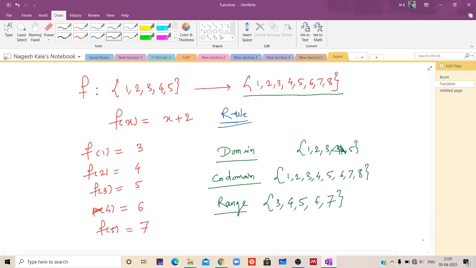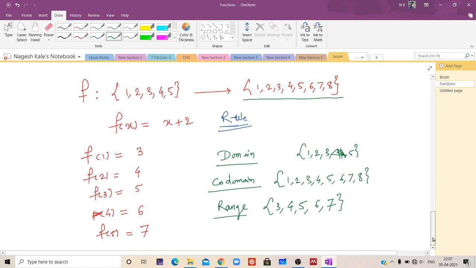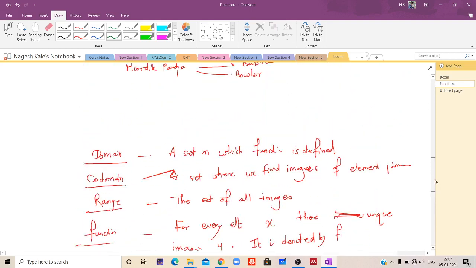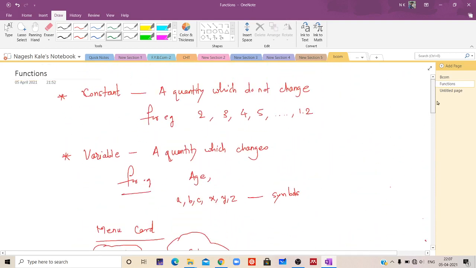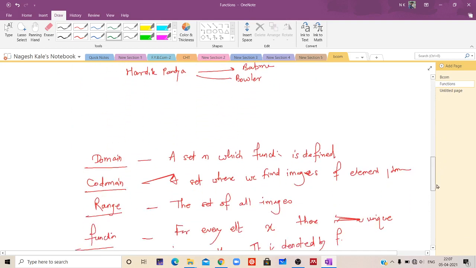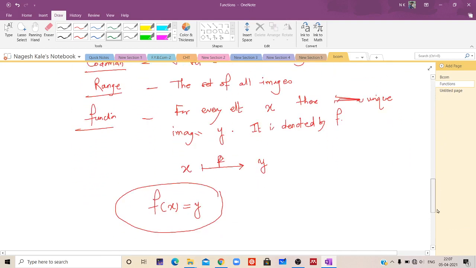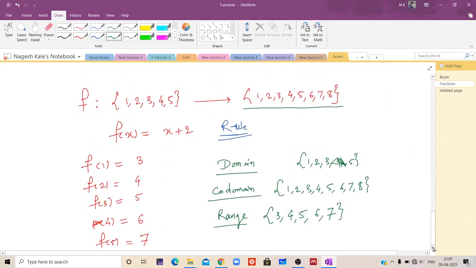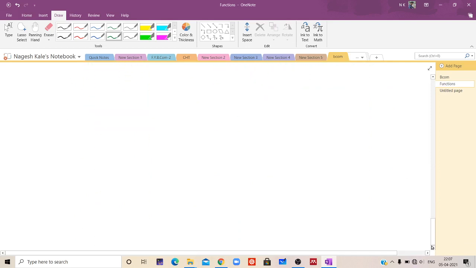Okay, so in this way we find out the domain, codomain and range of a function. I hope you have understood constants, variables, what is a function, what is domain, codomain, range, and how to find them. After this discussion, now let me move to some types of functions. So we basically talk about some very fundamental or very standard functions.